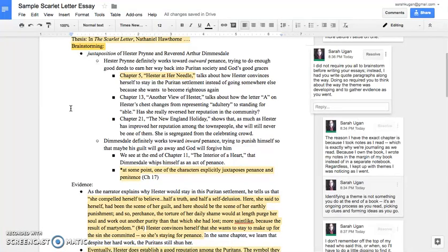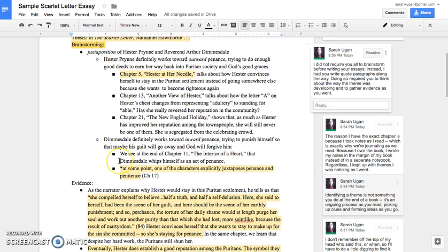When I'm thinking about penance versus penitence, I'm juxtaposing Hester Prynne and Reverend Arthur Dimmesdale. I went ahead and thought through in my head which scenes from the book really support what I'm thinking about. You can see here that I've just made a bullet point list. And I had chapter titles specifically because I'm really familiar with the book, but when you guys are doing this, you'll have to look closely.